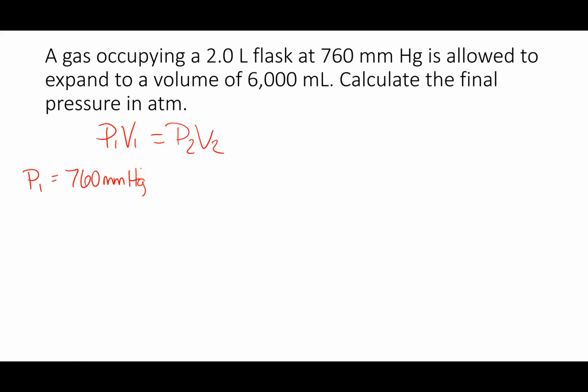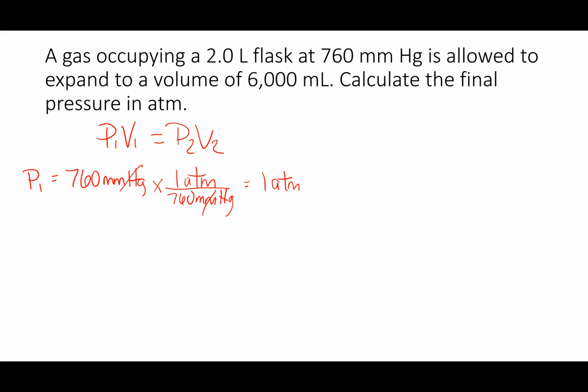Now, we need to get that into atmosphere, and we do that using dimensional analysis. Dimensional analysis tells us that in 1 atmosphere, there are 760 millimeters of mercury. If you're not sure where that relationship came from, it came from the table in chapter 8.1. Now, millimeters of mercury will cancel with millimeters of mercury, and I have 1 atmosphere.